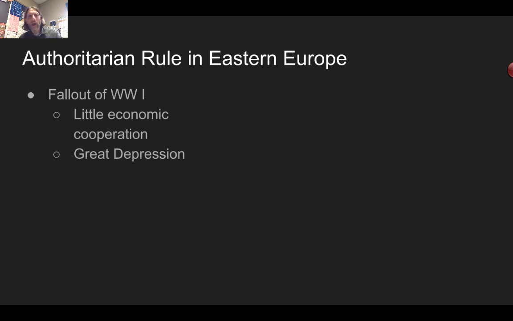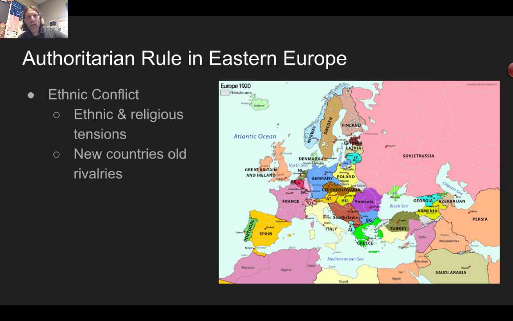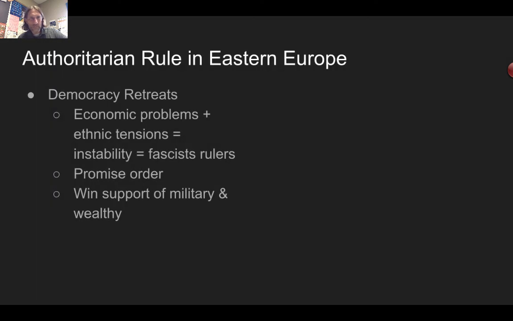And then when you look at what happens because of World War I, these countries are going to compete with each other. They're not going to cooperate. They're not going to help each other build up industry and trade. And then when the Great Depression hits, it really wipes out any kind of gains that they had made. On top of that, there's lots of these ethnic and religious tensions that we've already talked about, the Balkans in particular. And all of these new countries are going to contain some of these old rivalries, so they're not even going to work together within these countries.